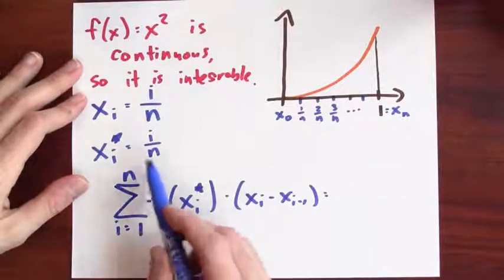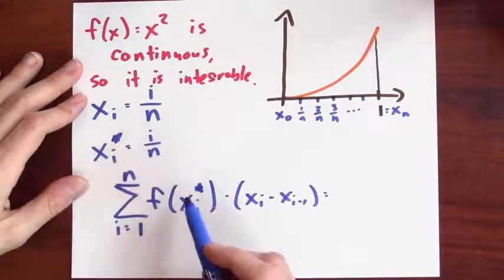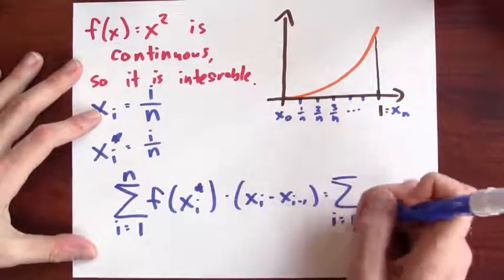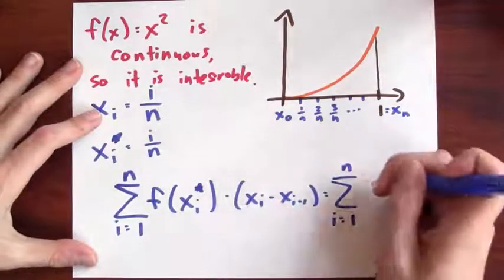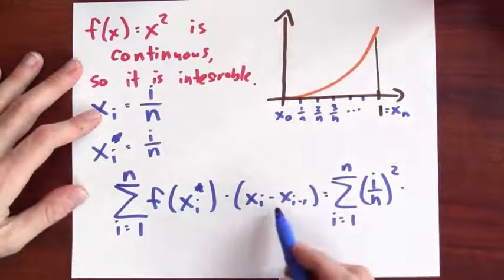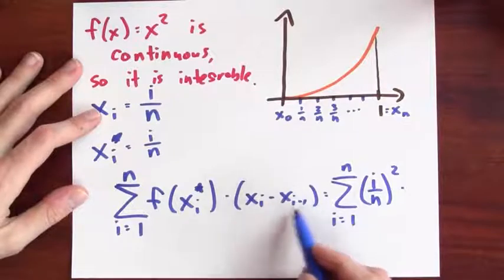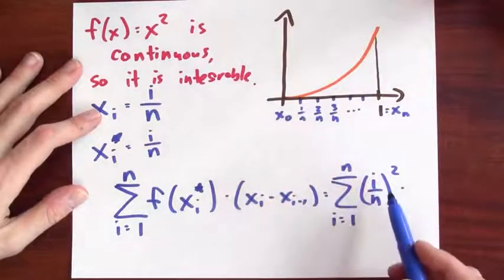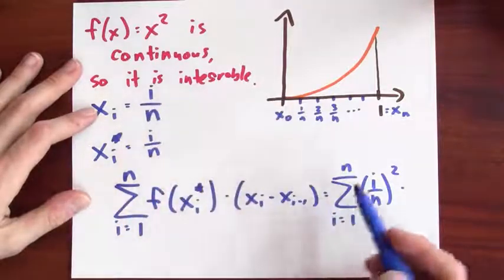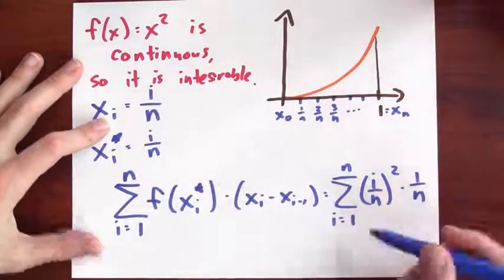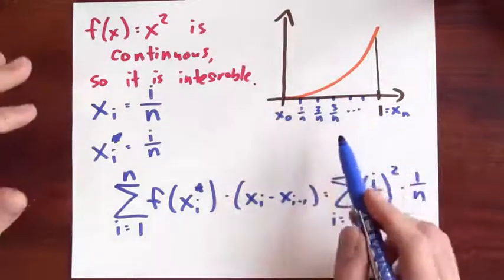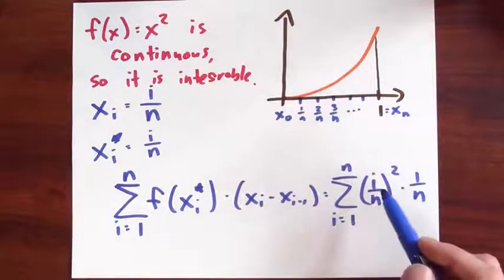f of x sub i star being i over n, and the function being the squaring function, I can rewrite this Riemann sum as the sum of i over n squared. And then x sub i minus x sub i minus 1, that's just the width of the ith subinterval in my partition, how far apart these numbers are, and that's 1 over n. So there is my Riemann sum associated to this particular partition and my particular choice of sample point.